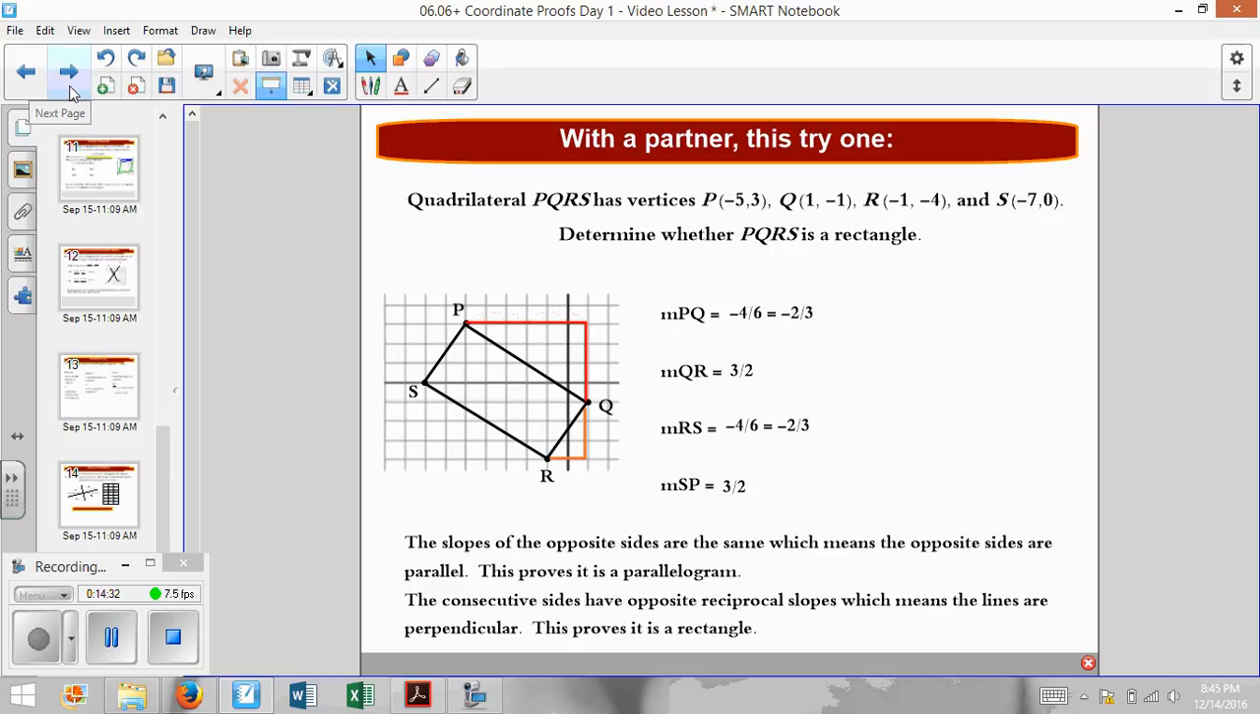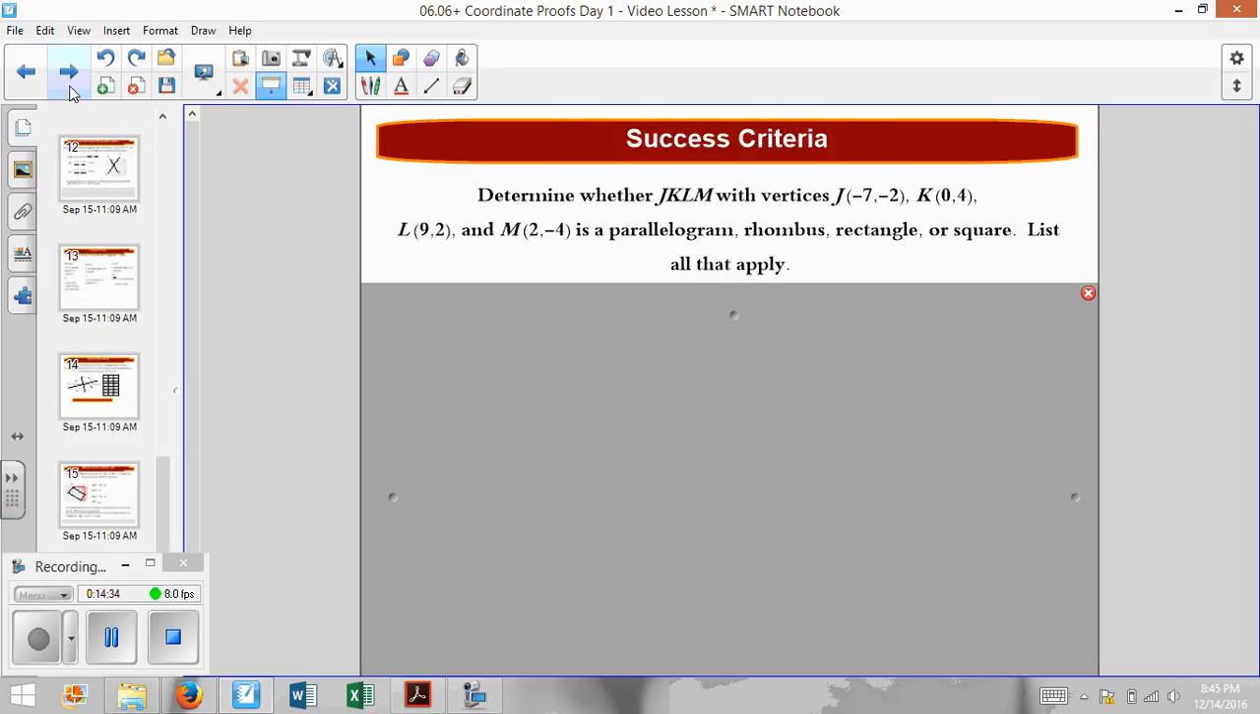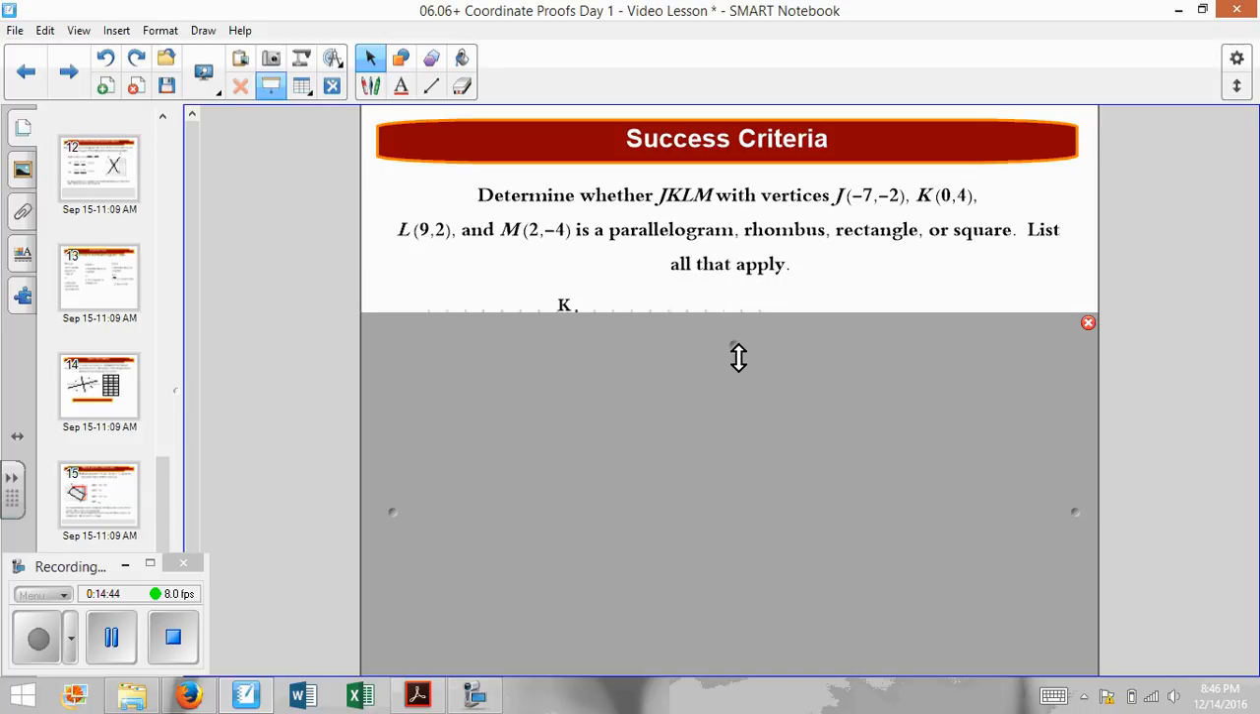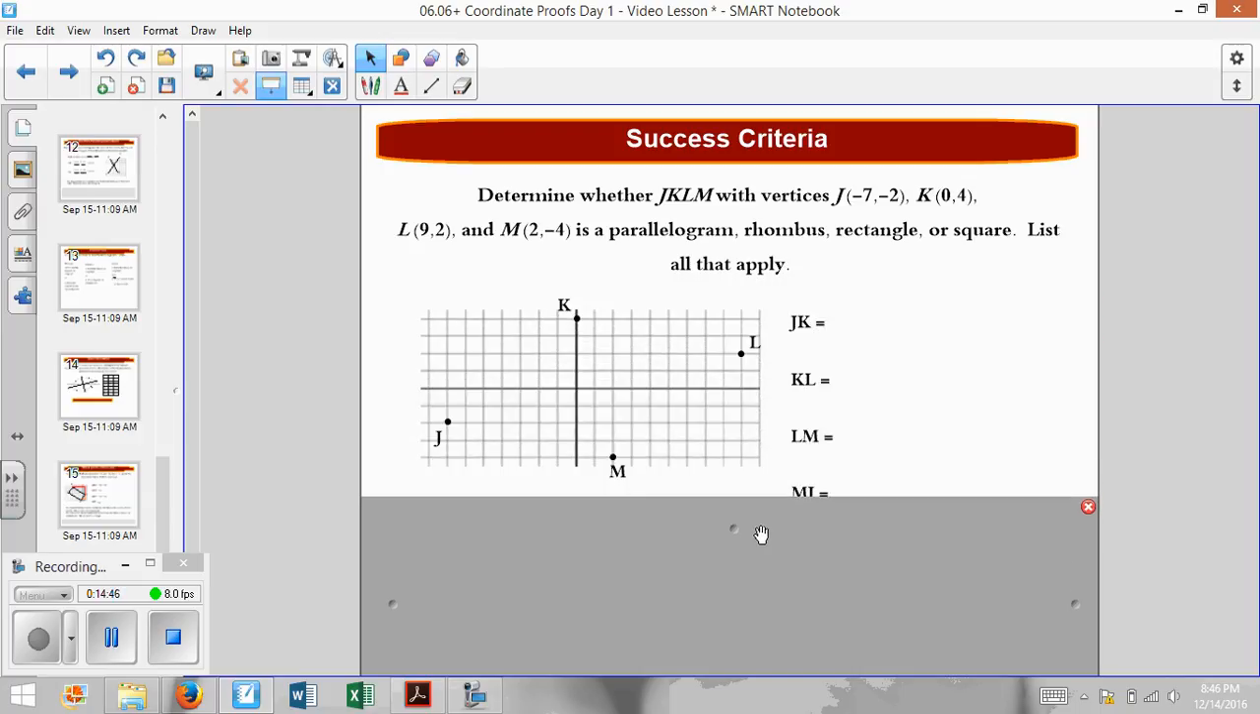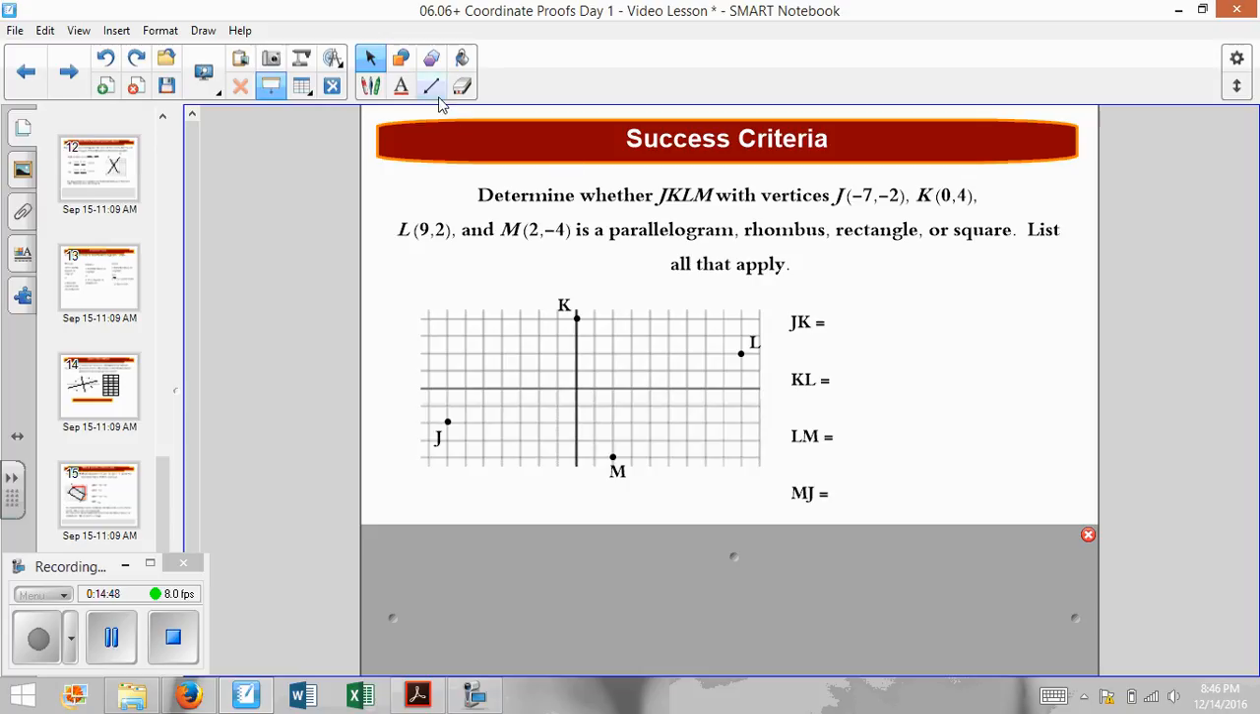Alright, I think we have only one more. This is the success criteria, yes. This one I don't give you any hints because it's the hardest one. It says it could be any of the 4 shapes we know. Let's figure it out. So you're going to plot the points, and again, I like to connect the dots and see if it looks like something obvious or not.